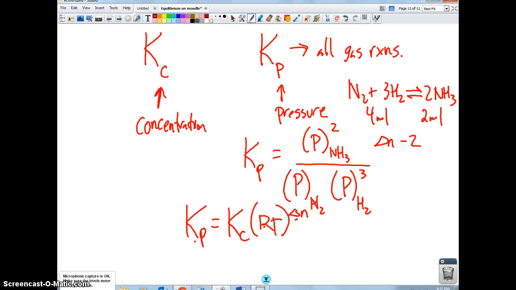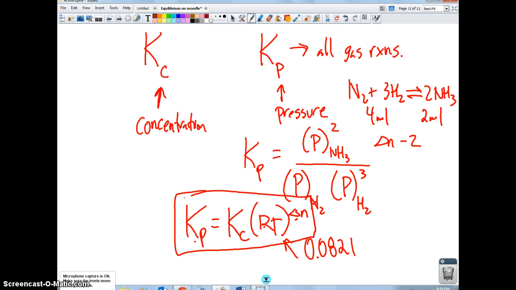Give me a second. Okay, I was wrong the first time. This R value is going to be 0.0821. That is the value of R. T still has to be in Kelvin, and this is a relationship that I could go into a lot of detail of how it's derived, but it's not really that important. But this formula is very important that you know and understand how to use.